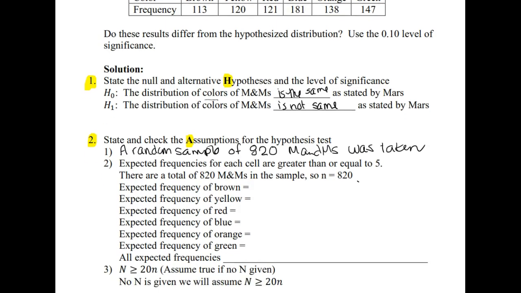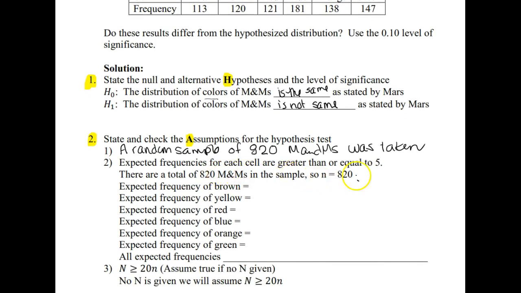And so the second step is to get these expected frequencies for each cell. Again, we need each of those to be greater than or equal to 5. And in this case, we don't expect the same count in each cell, so we're going to have to make some separate computations here. The expected frequency for brown: we expect 13% of those 820 to be brown. So we're going to take 0.13 times 820, and that gives us 106.6. For yellow, we expect 14% of 820, and so that would be 114.8.